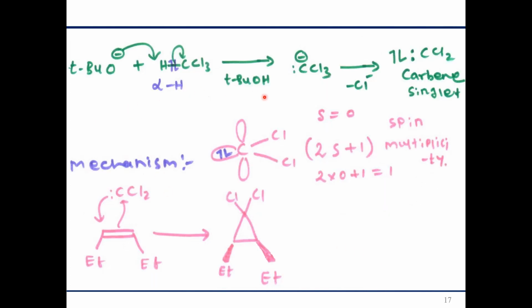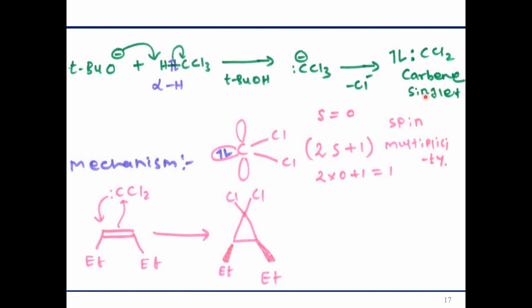Here I have given the mechanism. When the base reacts with chloroform, the alpha proton is removed, forming the corresponding anion. From this anion, alpha elimination of chloride takes place to give the corresponding carbene. The carbene is a singlet carbene because you see the electrons are antiparallel to each other in this molecule.